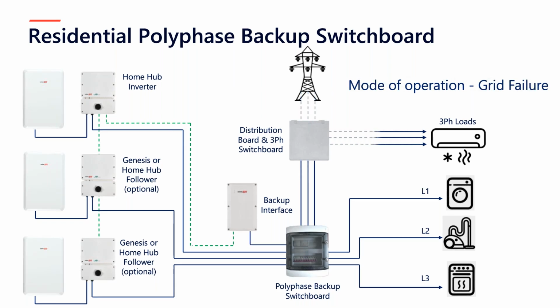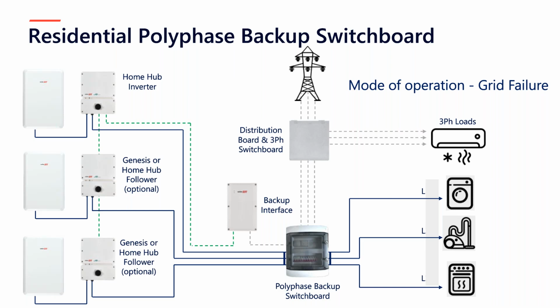When the grid then fails, we lose the 3-phase supply to the main distribution switchboard, which then cuts the 3-phase supply to those 3-phase loads. The 3-phase supply is then taken away from the polyphase backup switchboard, which then in turn cuts the AC to the backup interface. Now, what that then does, it registers the fact that the grid has failed. It sends a signal to the home hub inverter, which tells it to change its function from grid following to grid forming. So it becomes a backup inverter. And at the same time, you can see there that either side of the polyphase backup switchboard, the phases are now bridged together. So there's no longer L1, L2, L3. There is just one single combined single phase connection.